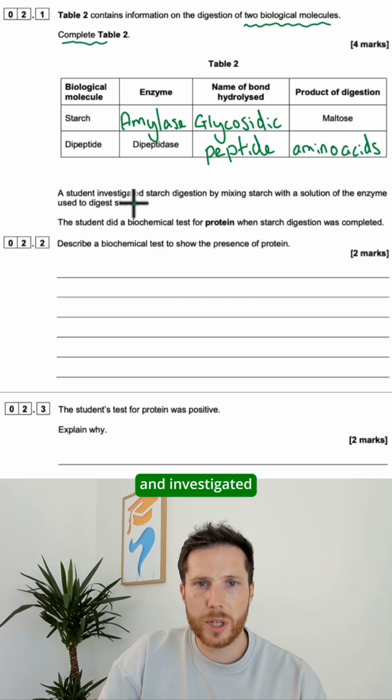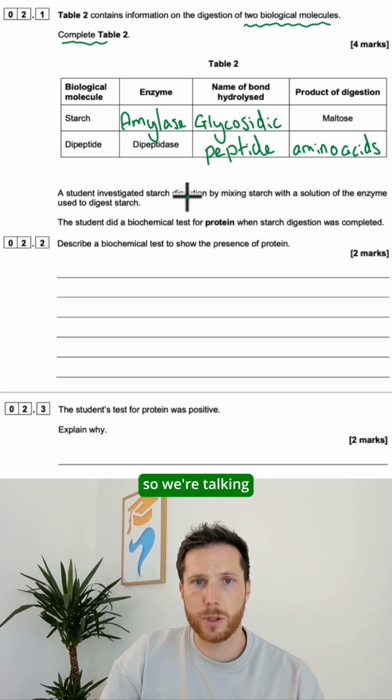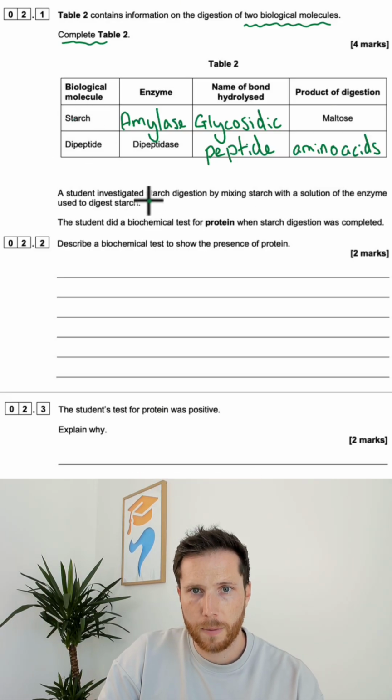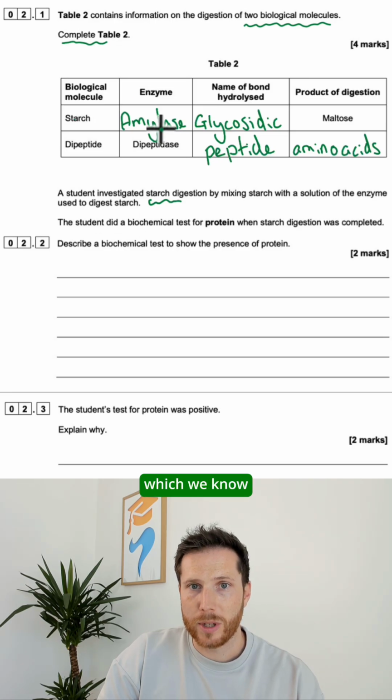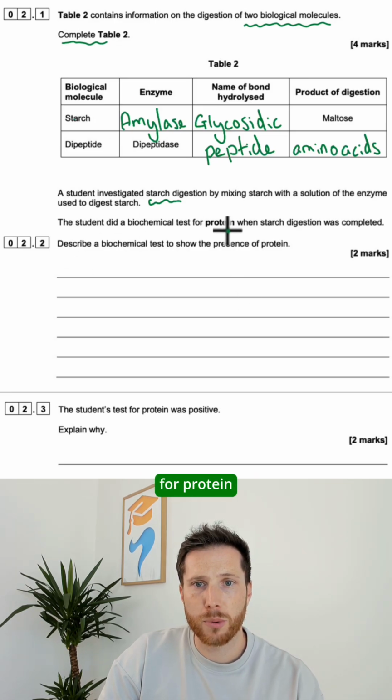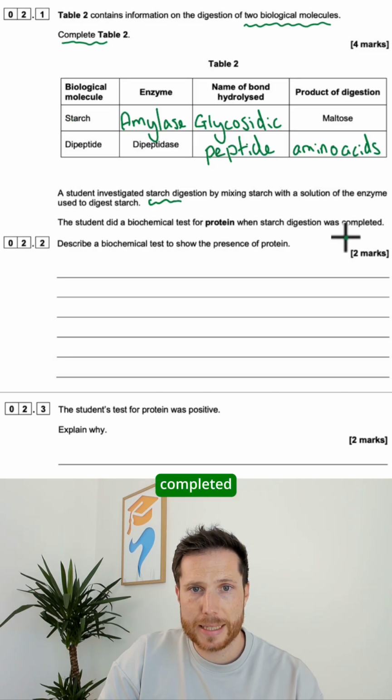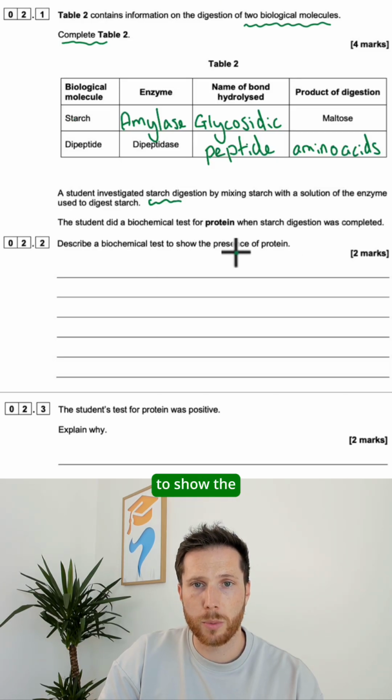Okay, moving on. A student investigated starch digestion. So we're talking specifically about the starch section. By mixing starch with the solution of the enzyme used to digest starch, which we know is amylase. The student did a biochemical test for protein when starch digestion was completed. Describe a biochemical test to show the presence of a protein.